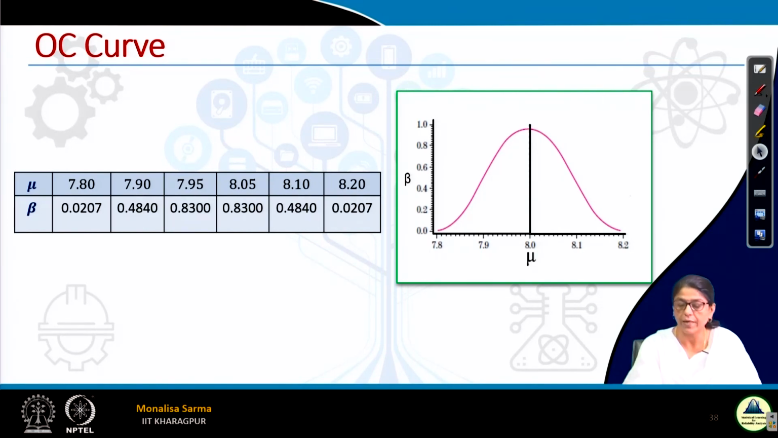Now, when my actual value comes very much away from the null hypothesis, then type 2 error is very less. That means the chance of accepting a false null hypothesis is very less, and that is good, that is required, isn't it? When I require my type 2 error to be very less, I'm getting that. When it is very much away from the hypothesis value, my type 2 error is very less.